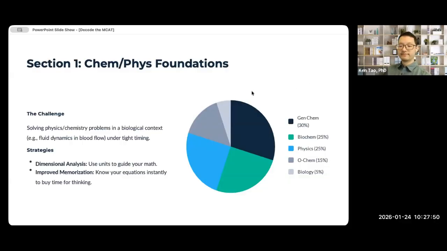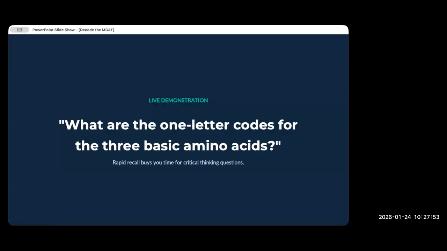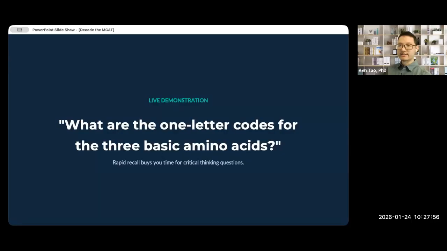And we'll start now. The question is, what are the one-letter codes for the 3 basic amino acids? And the timer is running. The one-letter codes for the 3 basic amino acids. Keep in mind there's 3. There we go. We got our first correct answer, and that took us 35 seconds.